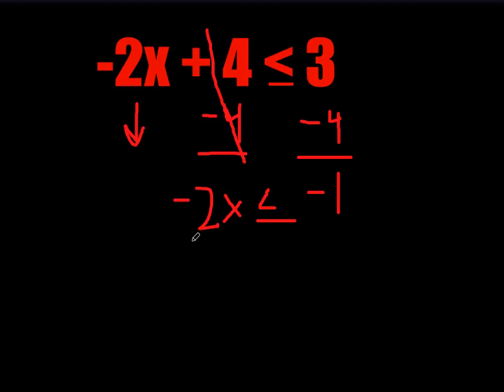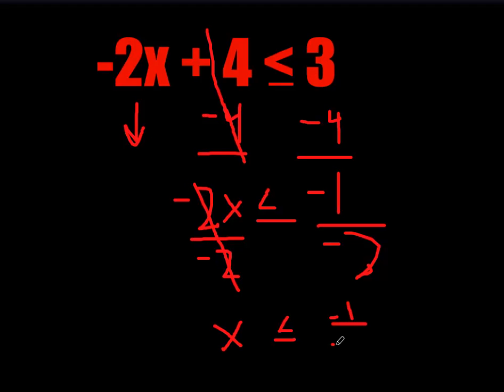Now we take both sides and divide by negative 2. They cancel out, so x would be less than or equal to a half. And since these are negative, negative over negative would really just be a positive, so it's positive a half. And right now you should be yelling at your computer screen because I made a mistake. Do you realize what the mistake is?